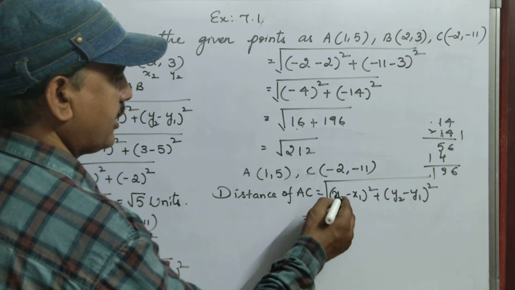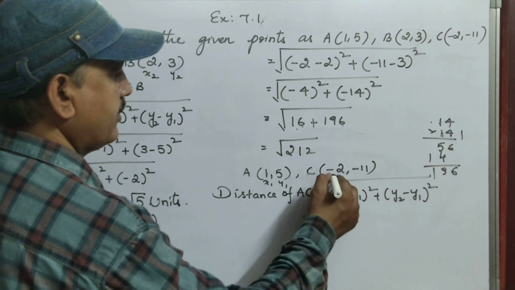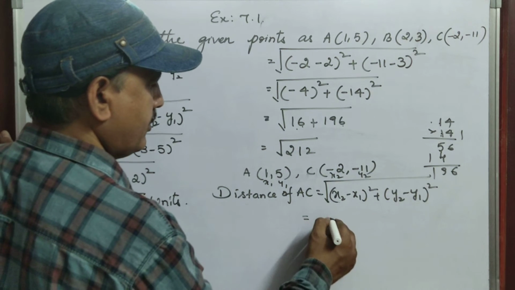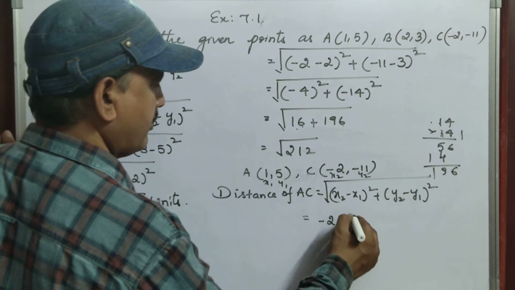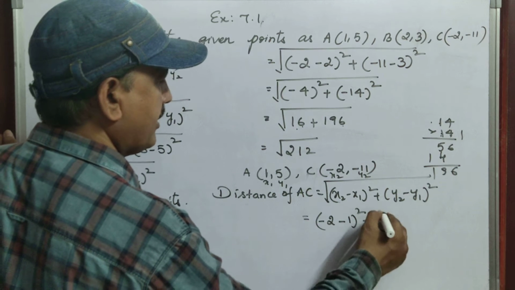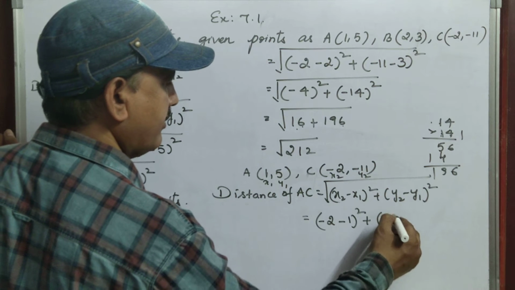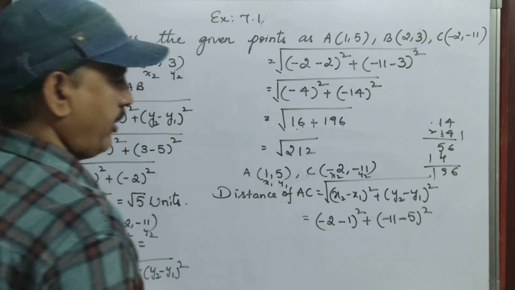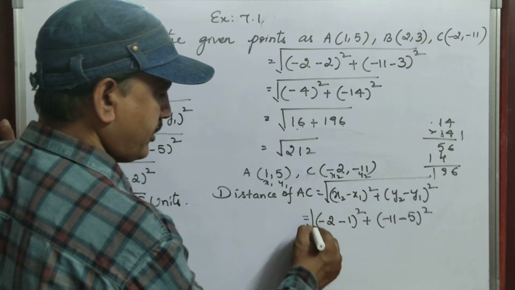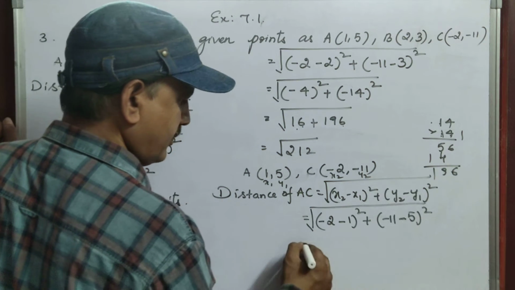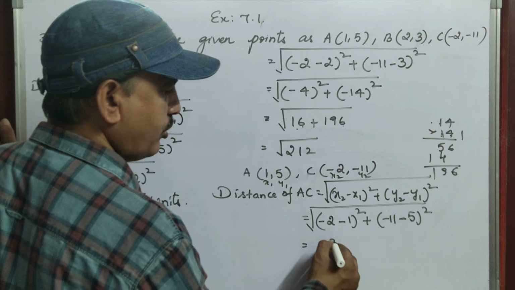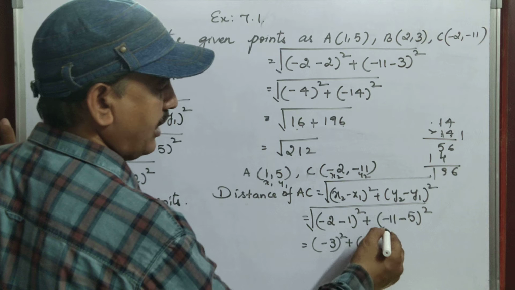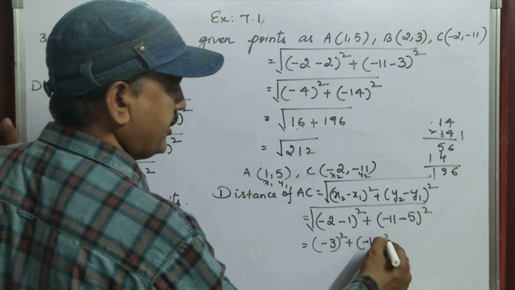Now what is x2, children? Here x1 y1, x2 y2. So x2 is minus 2 minus x1 is 1 whole square plus y2 is minus 11 minus y1 is 5, square root symbol. Now minus 2 minus 1 is minus 3 whole square plus minus 11 and minus 5 is minus 16 whole square.